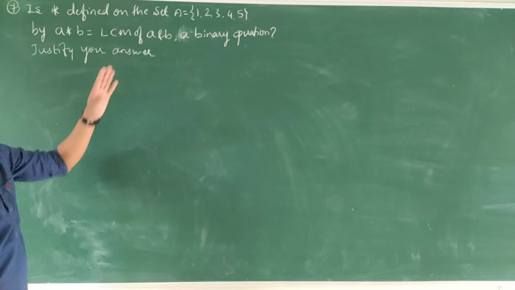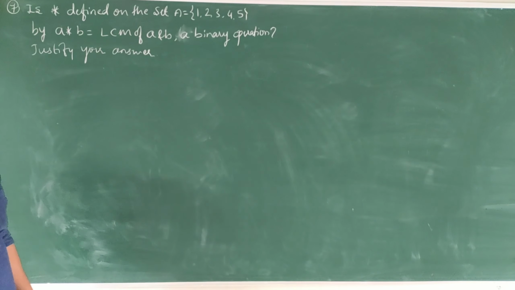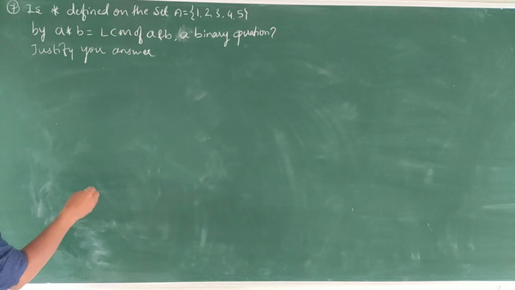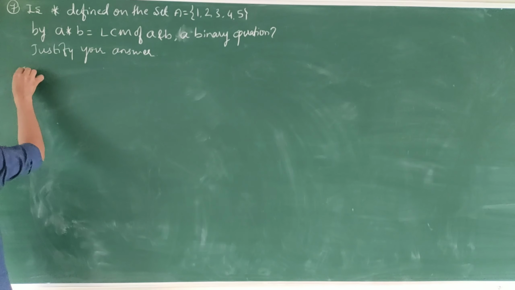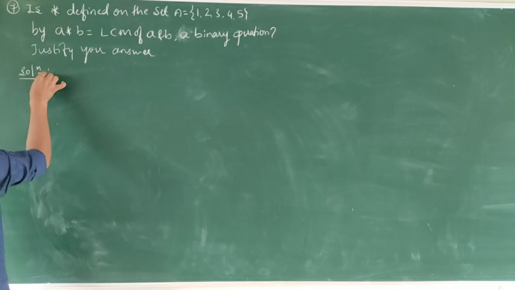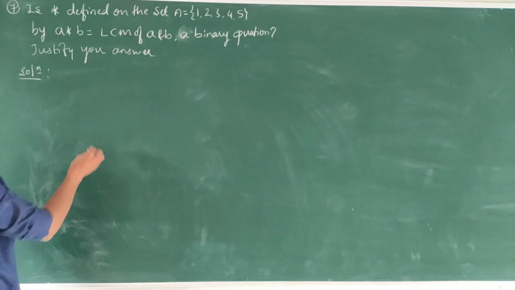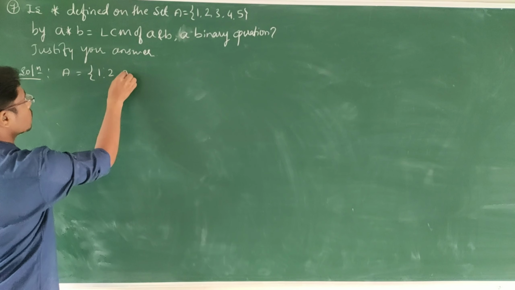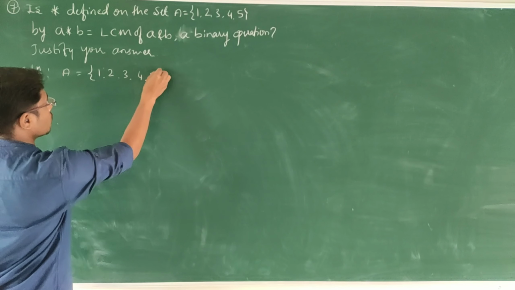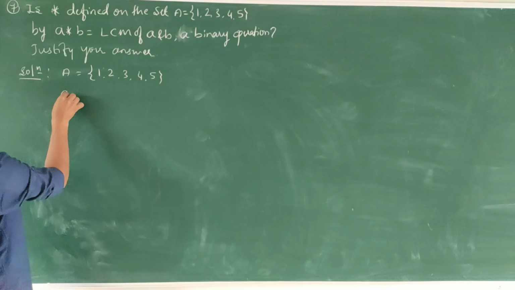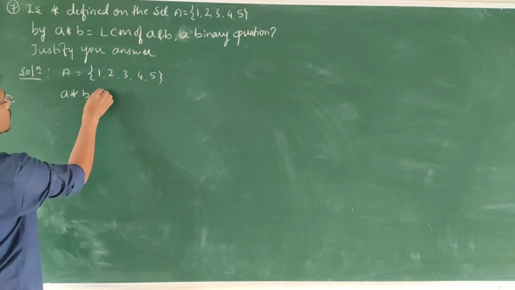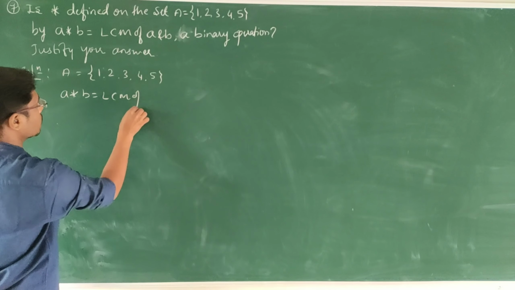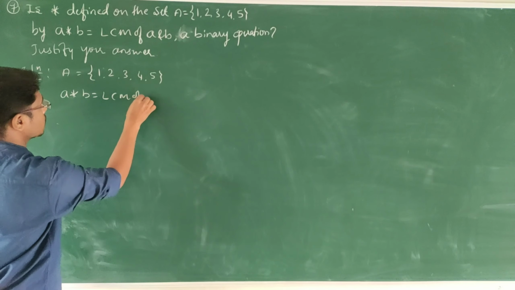So by checking whether it is a binary operation or not, we can conclude the answer. Okay, we can justify this answer for this question. Set A equal to {1, 2, 3, 4, 5}, and A star B is equal to the LCM of A and B, right?